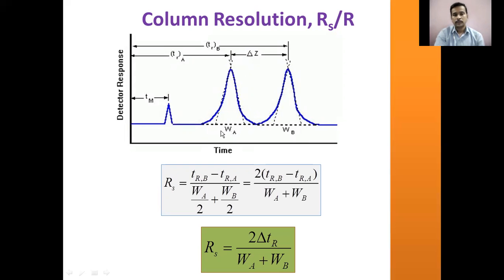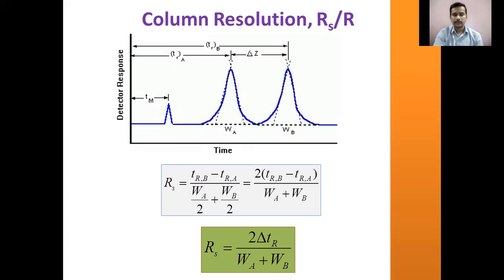And the baseline widths for solute A and solute B are also given here. So this is WA and this is WB. Baseline width is very simple. At the base of the chromatographic peak, what is the width you can measure? By putting a measuring scale, you can measure the width at the baseline. So WA and WB.